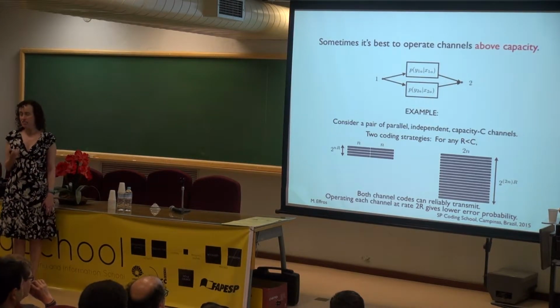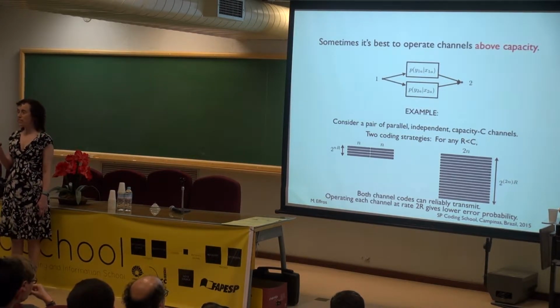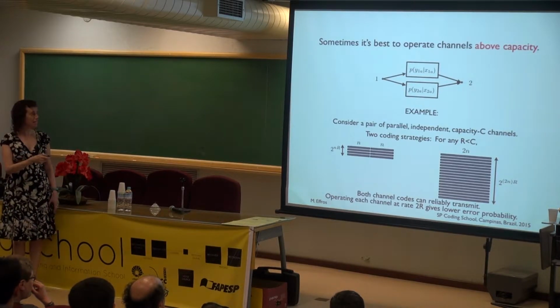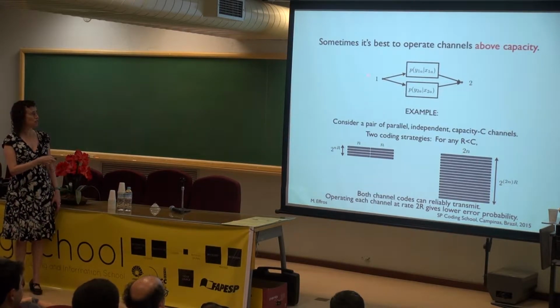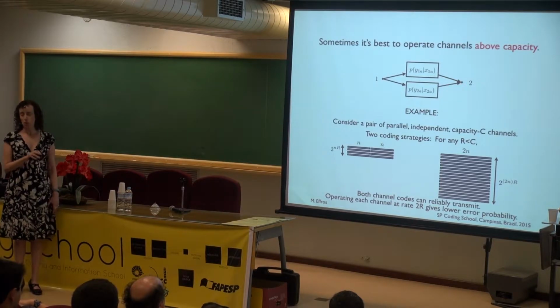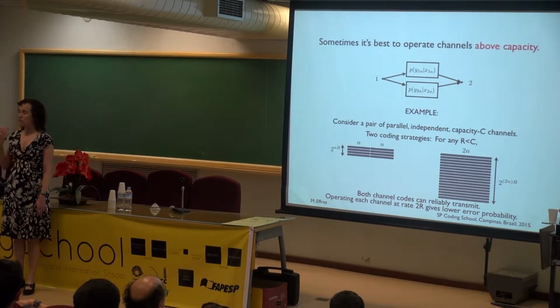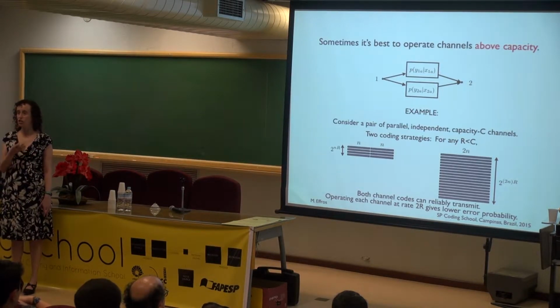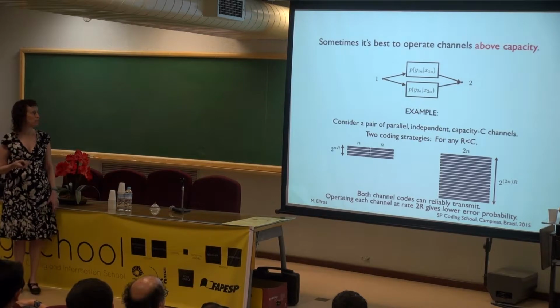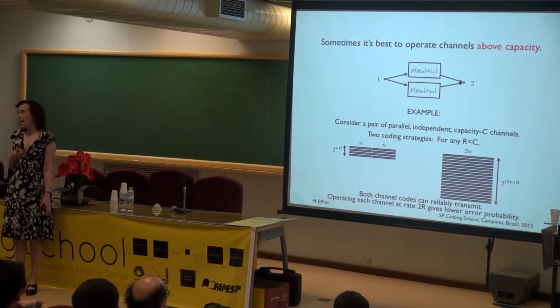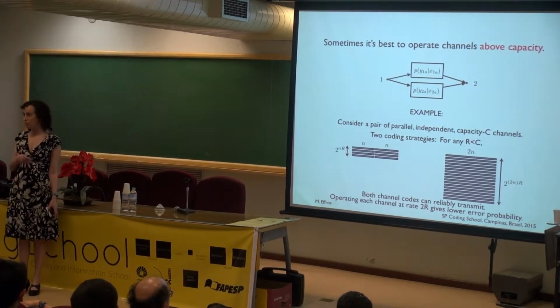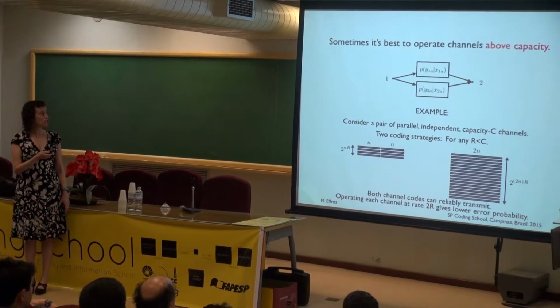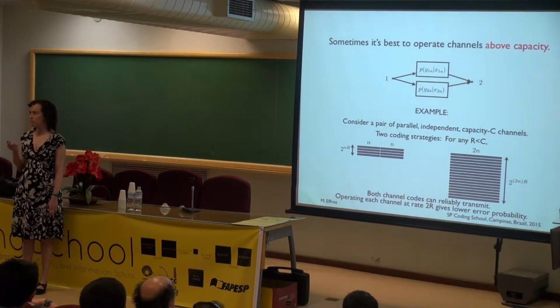And consider 2 possible strategies for communicating over this network that I've created by just putting these 2 channels in parallel to each other. So our goal is to get as much information as possible from node 1 to node 2. We're going to have the same constraints that Shannon had, so we need it to be reliable in the asymptotic sense. So if we go to a large enough block length, we should be able to make the probability of error arbitrarily small. And we want to ask ourselves the question, how much information can I reliably transmit over this pair of channels? And here are 2 different ways that you might build a code to communicate over this network.